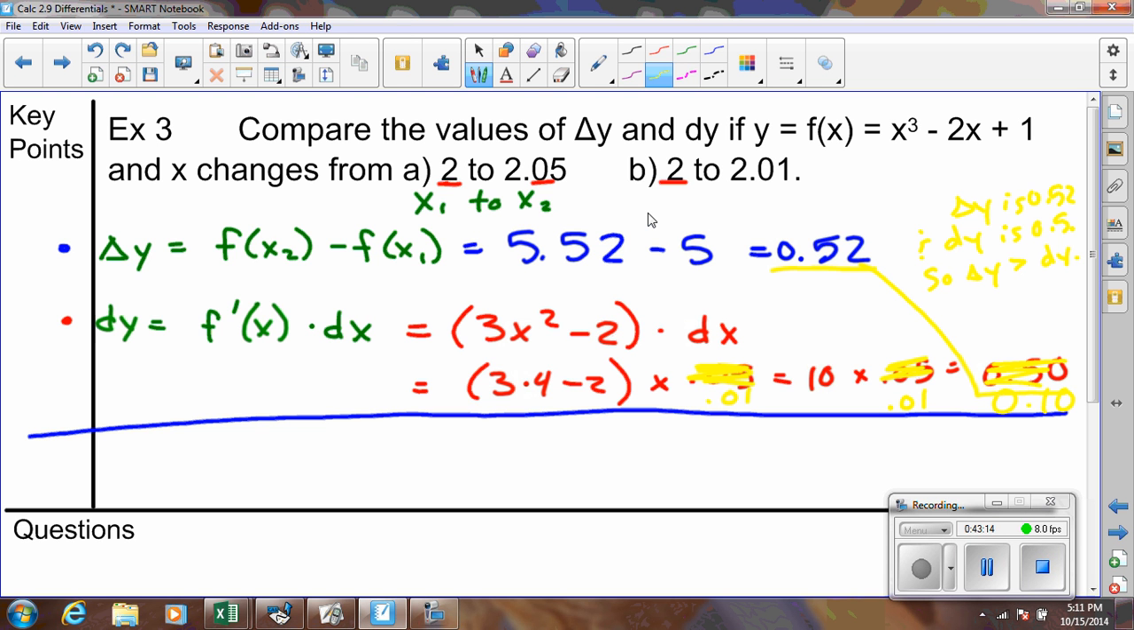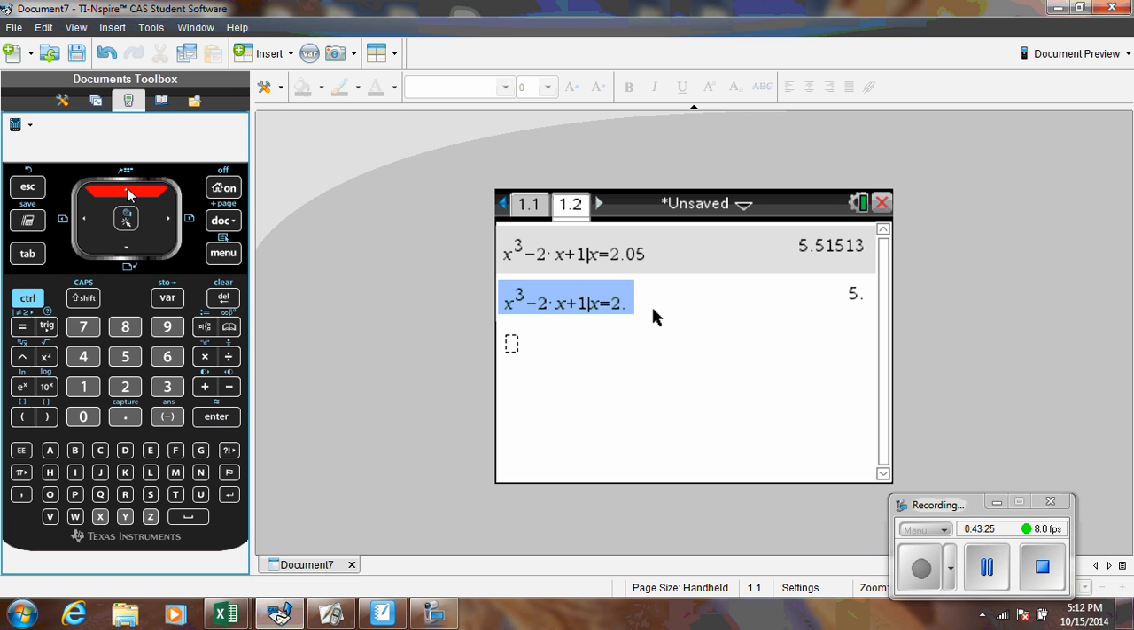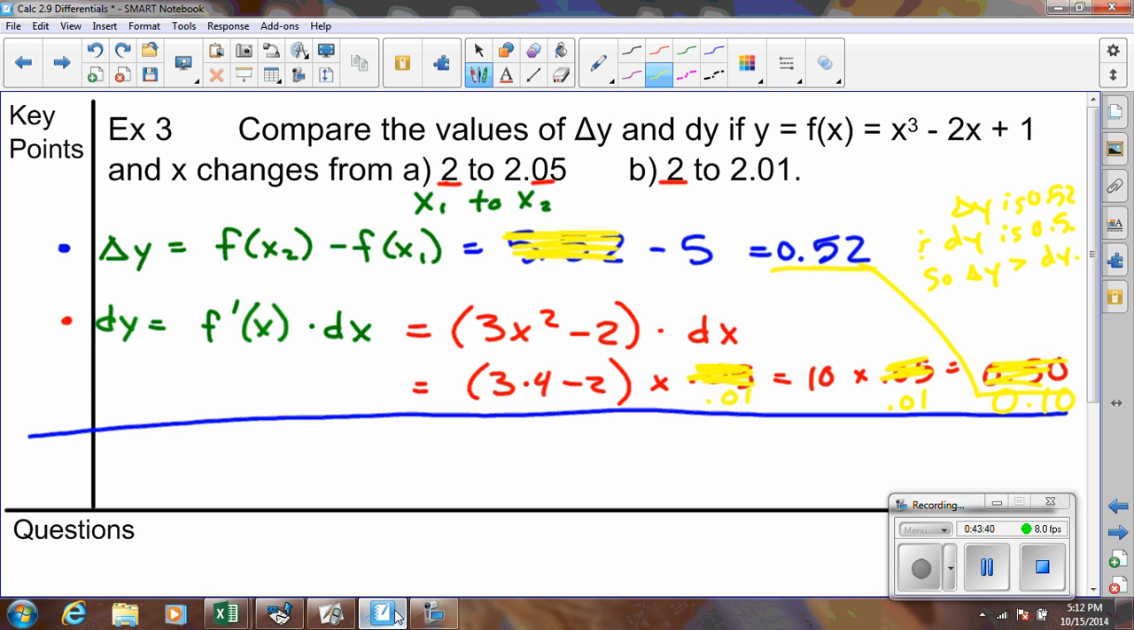And we'll have to go back and get our new f of x2. We still have f of x1, but f of x2 is going to change. And we can go right back to the calculator and get that one pretty quick. So we'll go 2.01. So 5.1006 subtract 5 is 0.1006. And so when we compare 0.10 and 0.1006, they're really, really close.